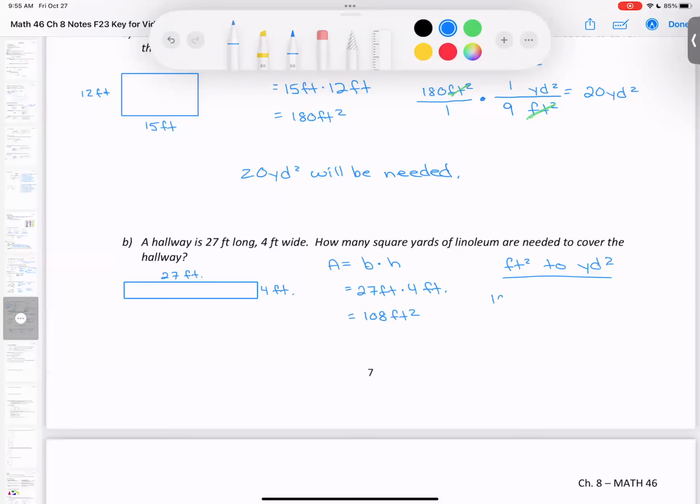So we have 108 feet squared. We want to get to something where our square feet are going to cancel and we're left with square yards. So once again, that's that same conversion we used up above of 1 square yard to 9 square feet. It is on your formula sheet. And so it's going to be 108 divided by 9, which gives me 12. So 12, that's going to be in yards squared. So 12 square yards are needed.